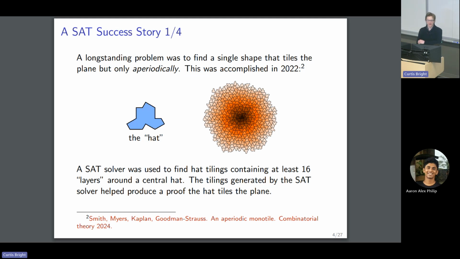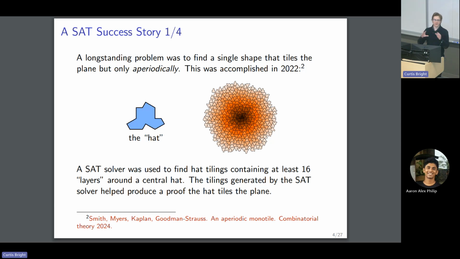So here's the first. Anyone heard of this aperiodic monotile called the hat? Anyone seen this? This got around popular press a couple of years ago because it solved a long-standing open problem known as find an aperiodic monotile. This is a tile that can tile the entire plane, without any gaps or overlaps. It tiles the entire plane, but in a non-periodic fashion.